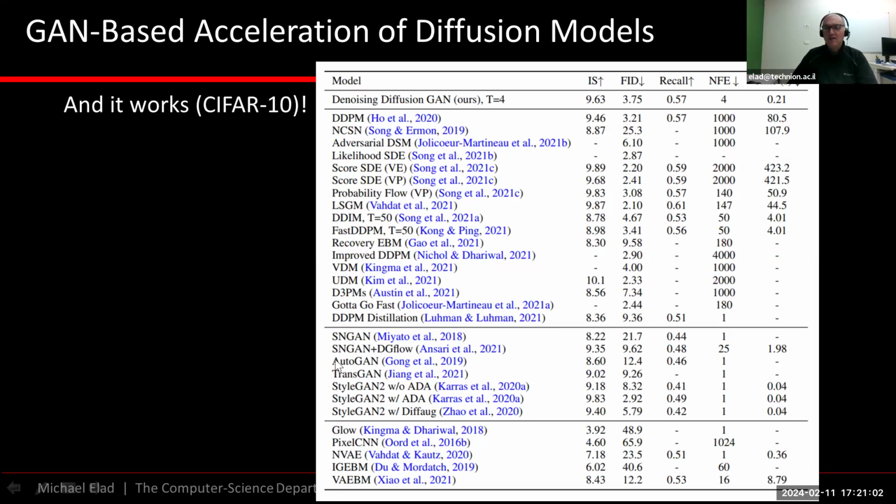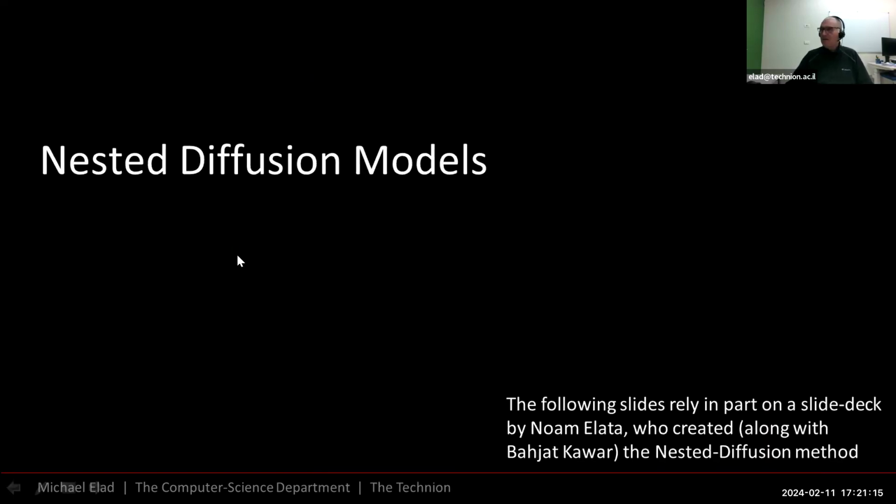Okay, just to illustrate. These are some GANs and these are alternative methods. Look at the alternative methods. All their FIDs are horrible, apart from the last one, VAE BM. Okay, I think this is a great time for recess. Let me pause.